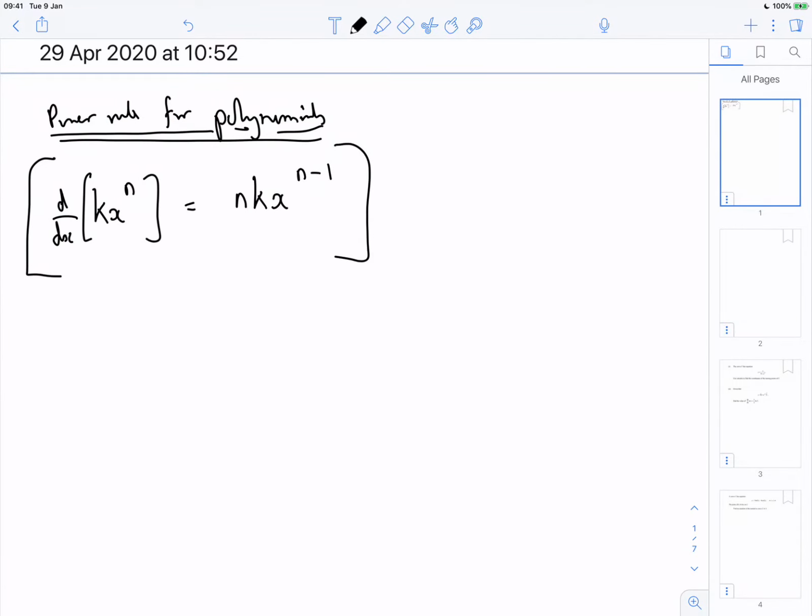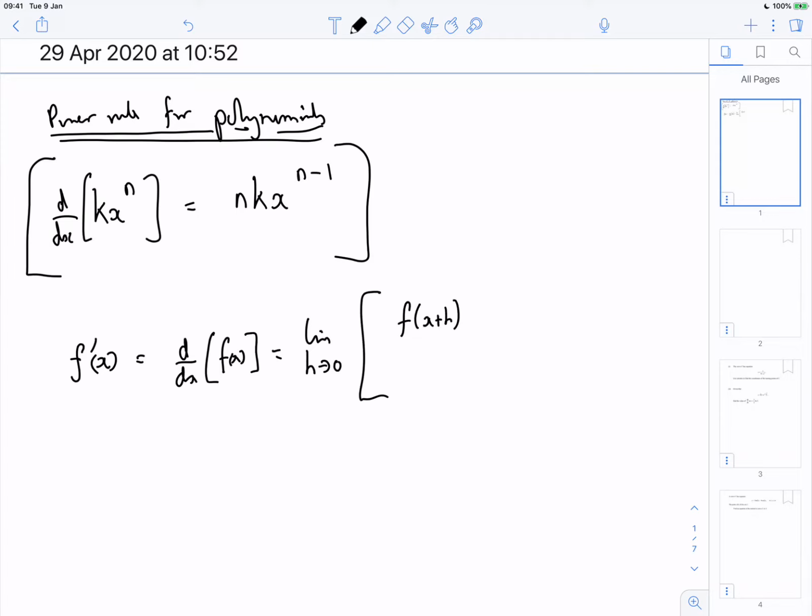Now, I've also shown you from first principles what that means. So if I want to find the derivative of a function f of x, i.e. differentiate a function f of x, then that is the limit as h tends to 0 of the function evaluated at some increment x plus h away from x, subtract f of x, all over h.